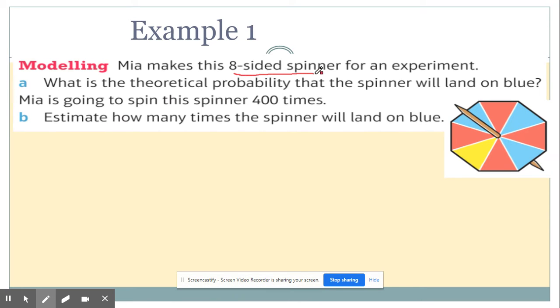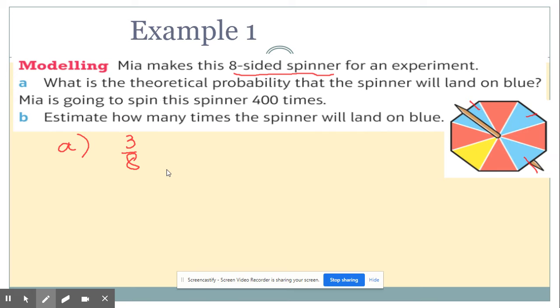Again, 8-sided spinner. The spinner is 8-sided, so total number of outcomes will be 8. What is the theoretical probability that the spinner will land on blue? Out of 8, how many are blue? 1, 2, and 3. So theoretical probability, part A, will be 3 out of 8. That's it.